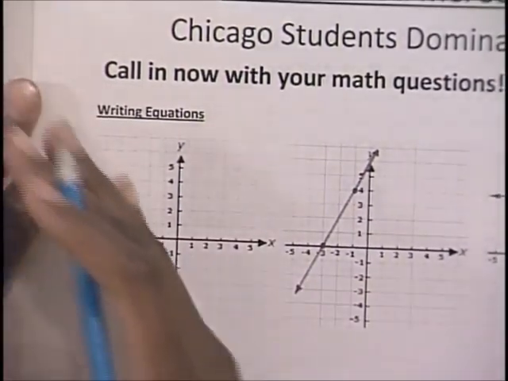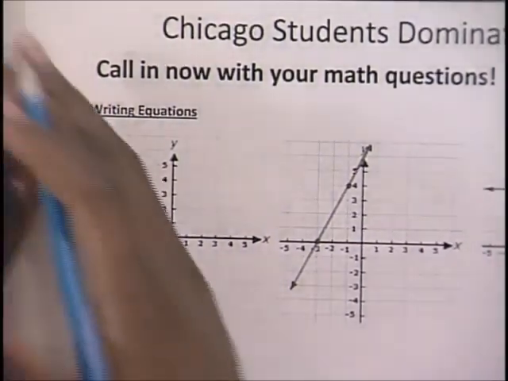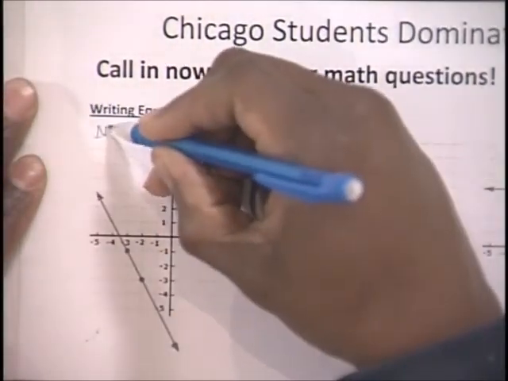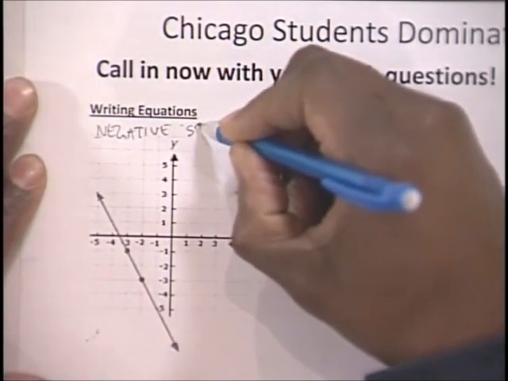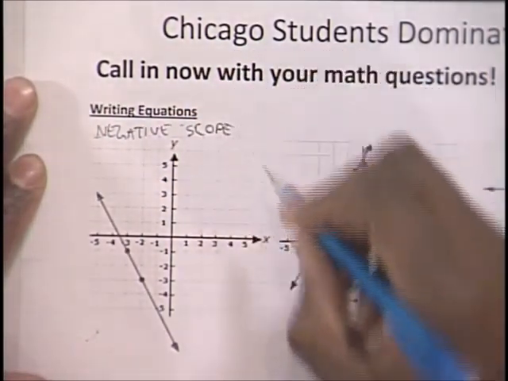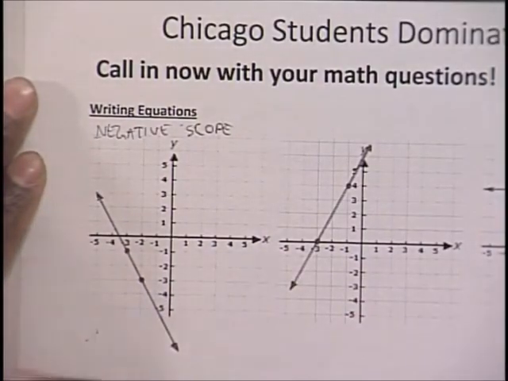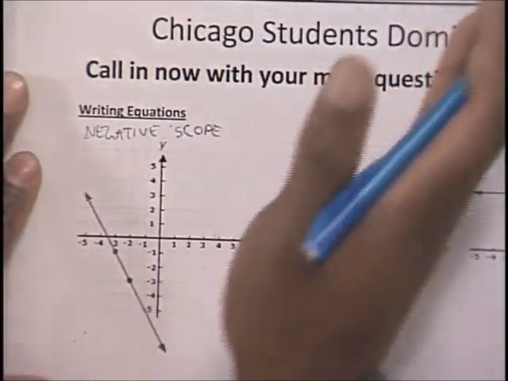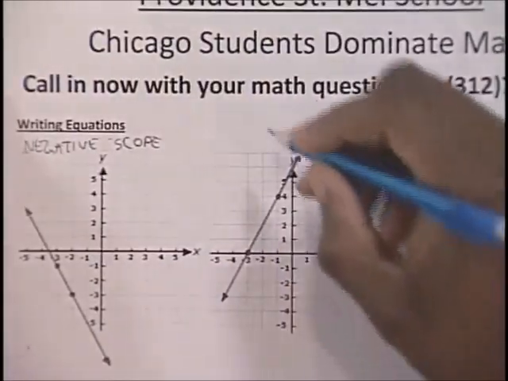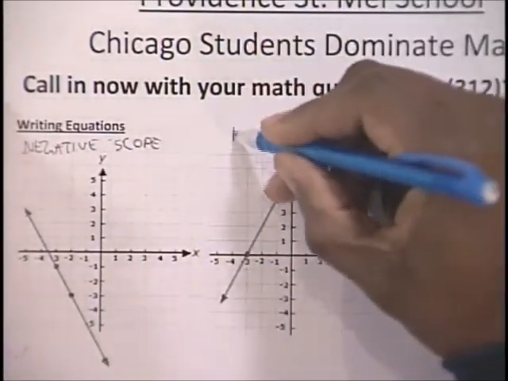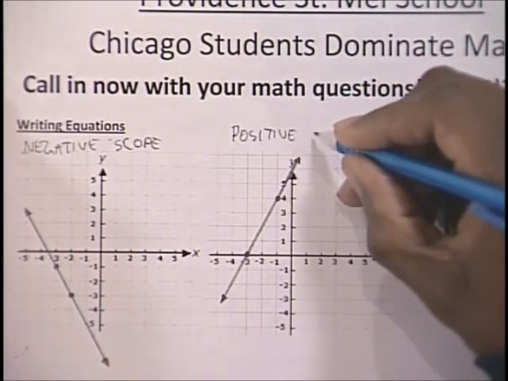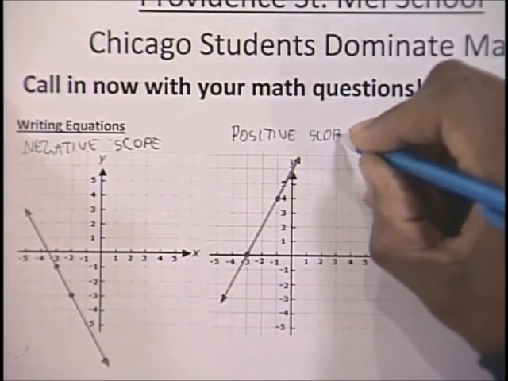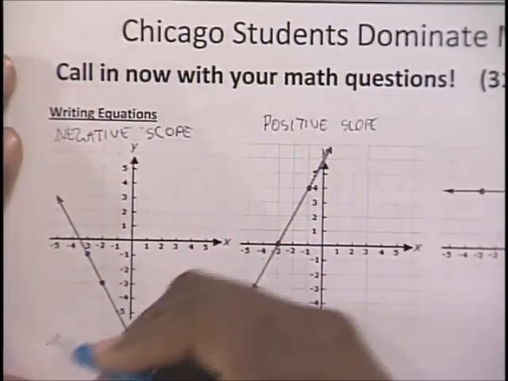Anything that's going down from left to right is going to be a negative slope. All right? If you find a slope and you get something positive, you've got to check your work. Anything that's going left to right and sloping upwards, that's what we call a positive slope. All right? Positive slope.